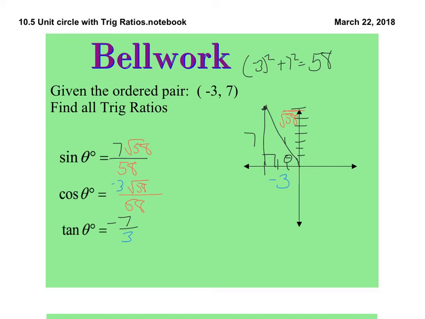Use the Pythagorean theorem to calculate the hypotenuse. -3 quantity squared plus 7 squared is equal to 58, so our hypotenuse is rad 58. And I've given you your sine, cosine, and tangent values. You can go check your work as well.